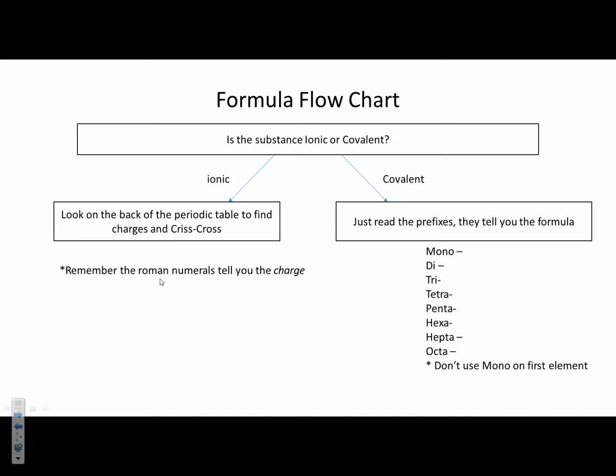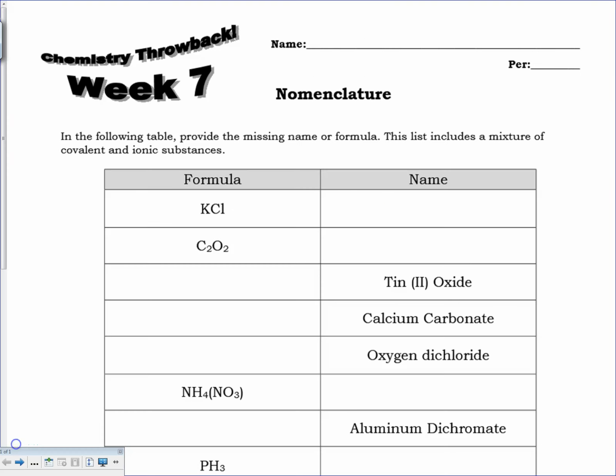So that's that. I'm going to pull out the throwback sheet and we'll go through that now. So this is the sheet, and the first one here, KCl, you have to figure out what that is. The K is a metal, it's potassium. Cl is chlorine, it's a nonmetal, and so this is an ionic substance.